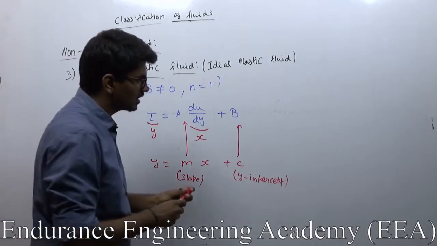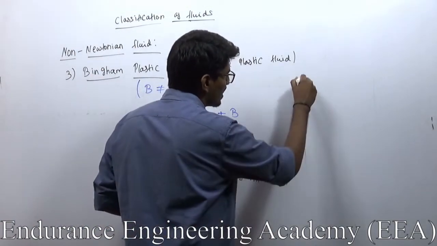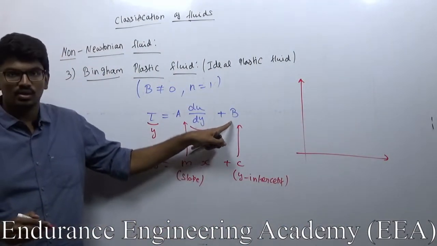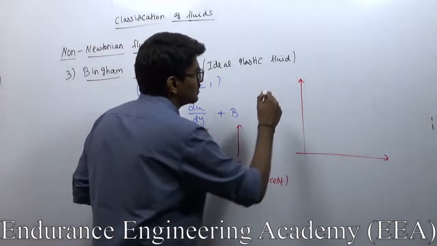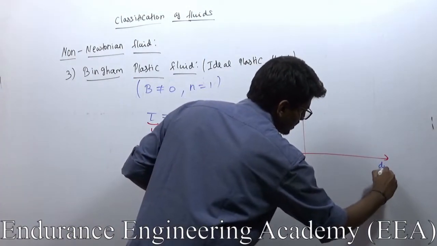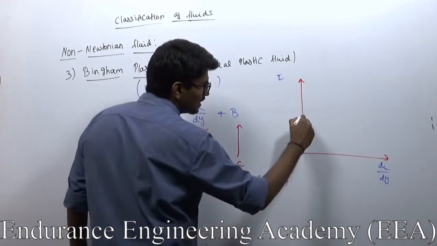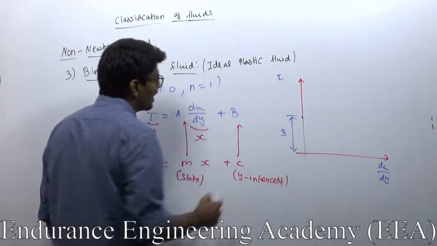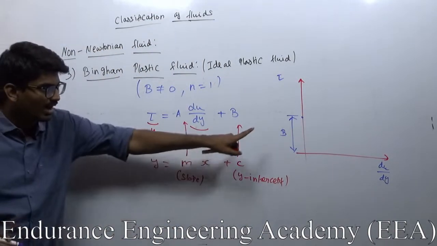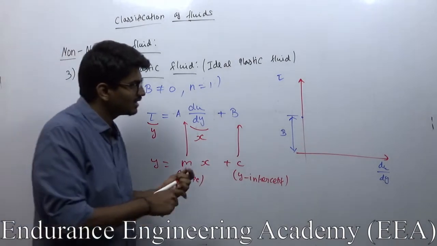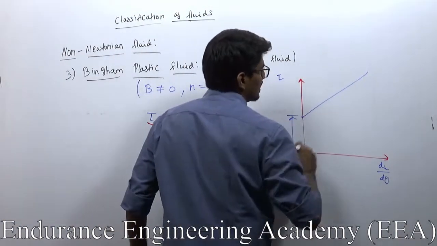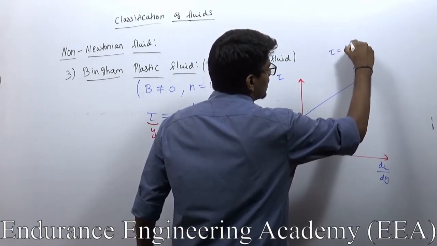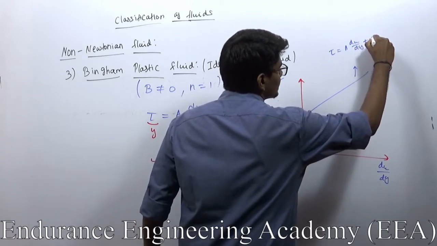Now let me first draw the curve. From that I can explain a very interesting thing. So the y-intercept is B. Let me take y as tau and this as du/dy. Let me take some value, this is B, and I know that it is the equation of a straight line. So the y-intercept is B, and after that the straight line will be something like this, and this represents tau is equal to A into du/dy plus B.